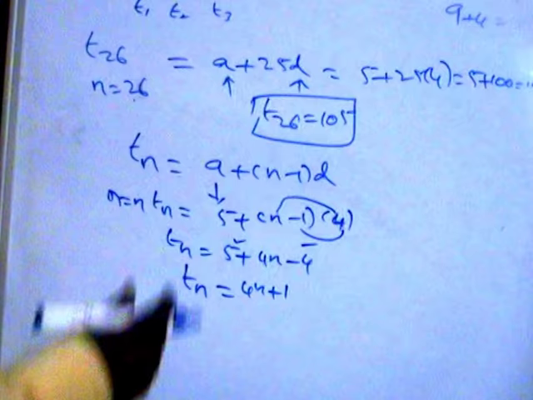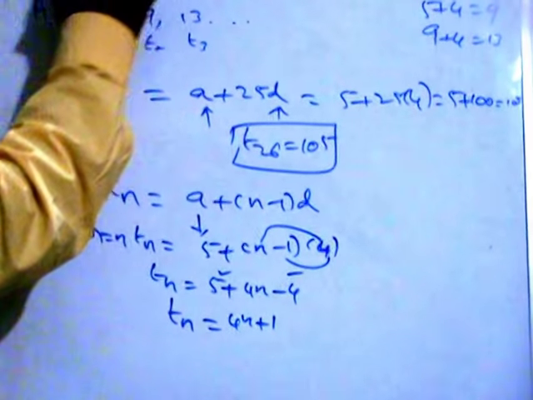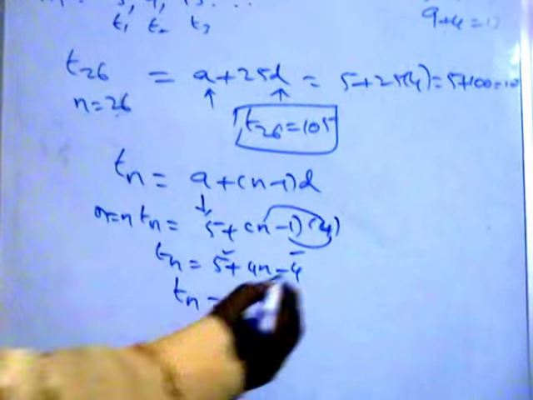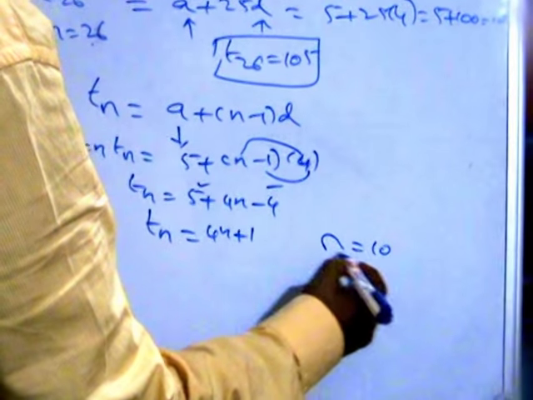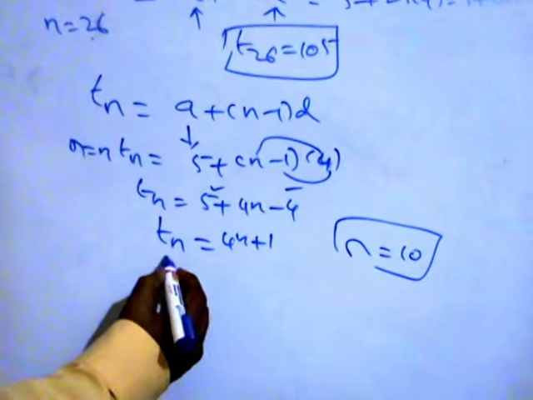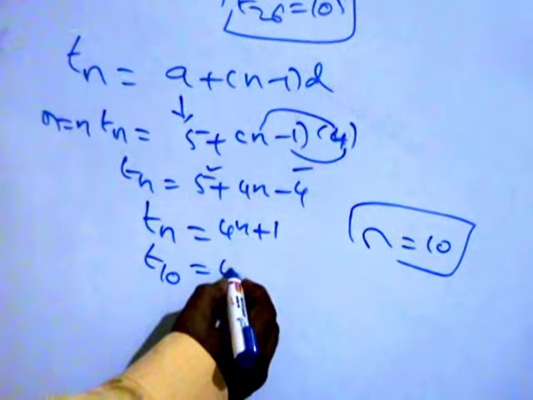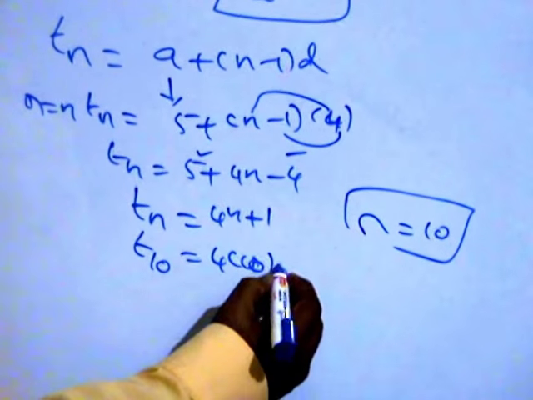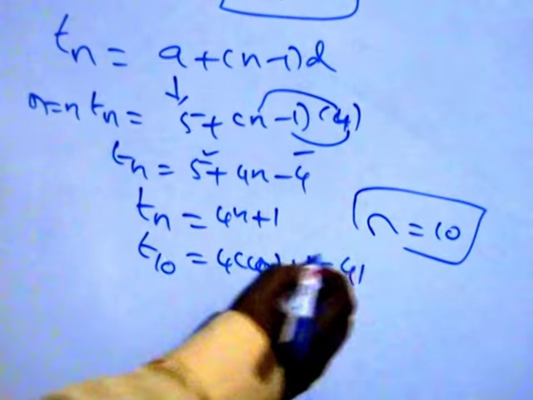If you want, you can check the 10th term. It says 10th term is 41. We'll check it. Put n equal to 10 on both sides. When you put n equal to 10, look here. Tn equal to 4 into 10 plus 1, which is nothing but 41. So 10th term is nothing but 41.